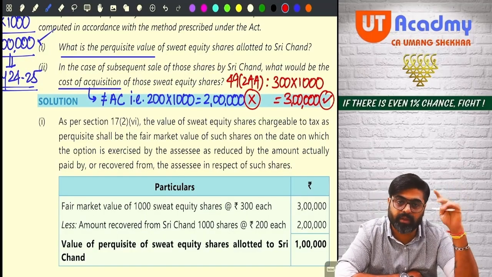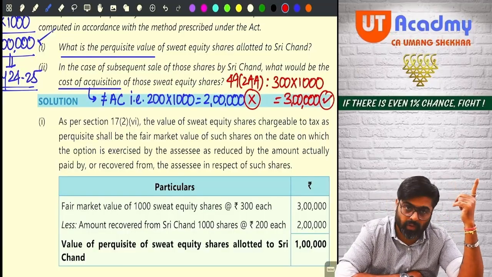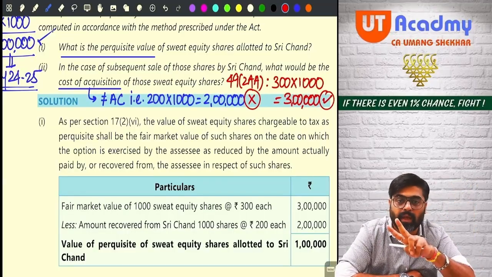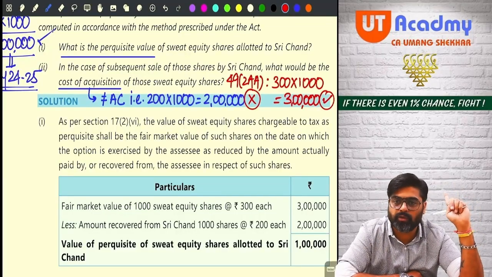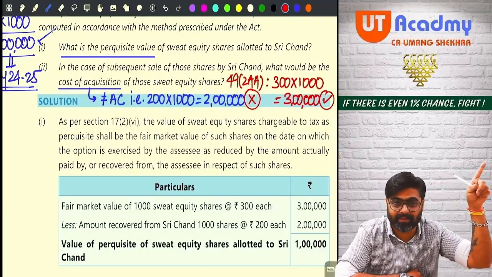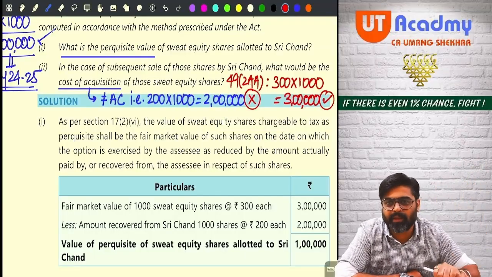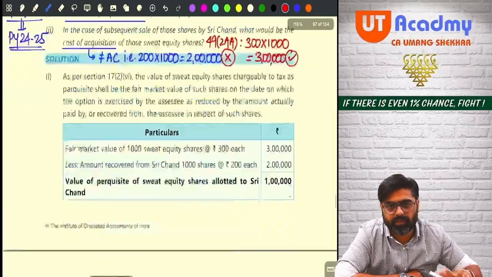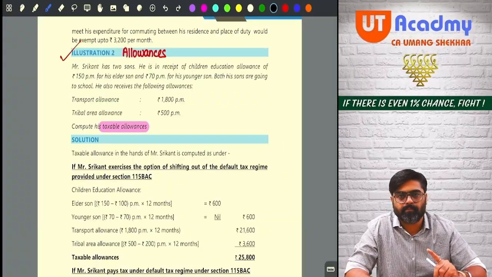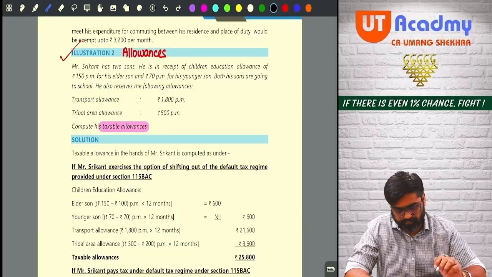So whenever in future these shares will be sold, to calculate the capital gain of these shares, 2 lakh actual cost will not be reduced, 3 lakh the fair market value will be reduced, so that this 1 lakh does not get taxed again in the form of capital gain. Got it? So this was the answer. This will be given here. Okay. Come to question number 2.